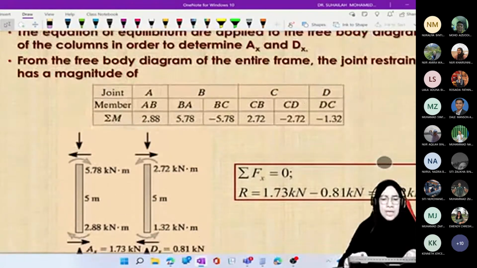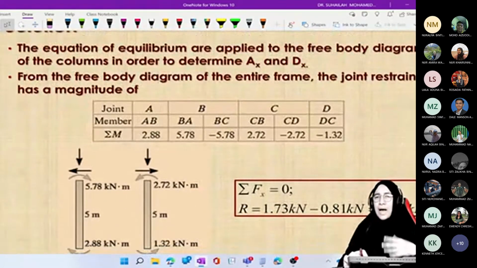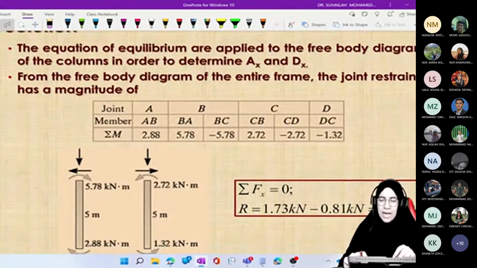Okay, this is how to calculate the R value, because the restraining force has to be determined. How to determine this restraining force is by using static equilibrium. We have to apply static equilibrium to calculate the R value. Later on, I will show you how to do this.